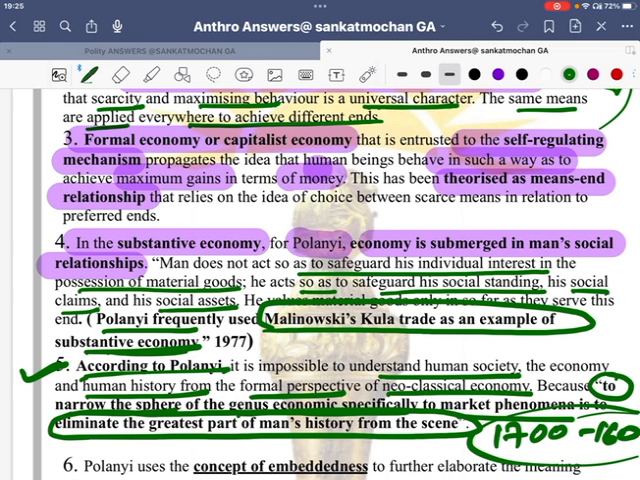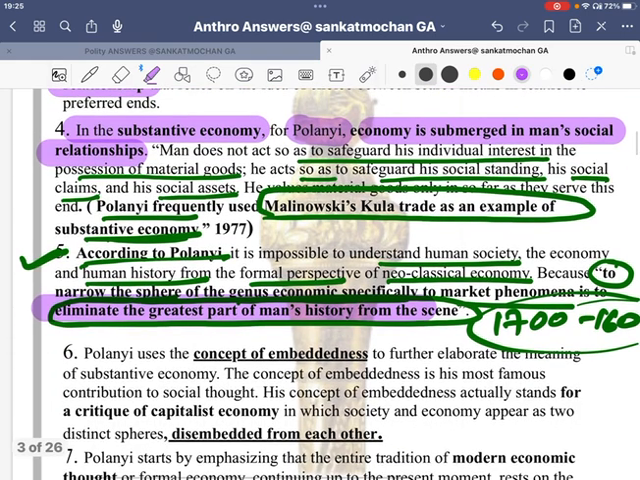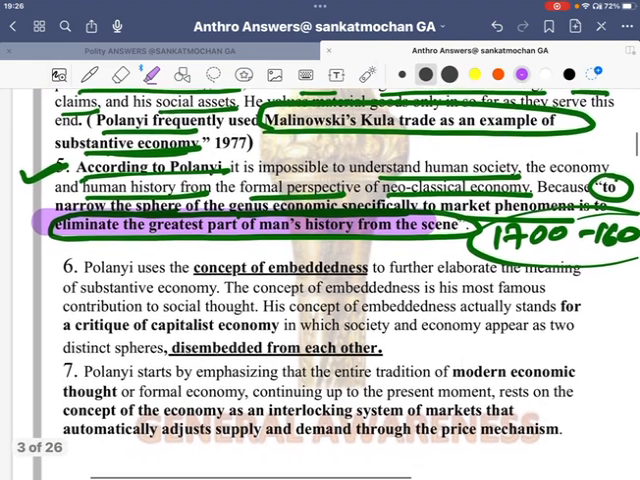Fine. They're hunting and gathering. Where is the formal economy there? If you only see from the formal economy or neoclassical economy, definitely you are eliminating the greatest part. You are eliminating this. Fine. You cannot eliminate for 6 or 700 years the entire history of mankind. That was the evolution we talk about in anthropology.